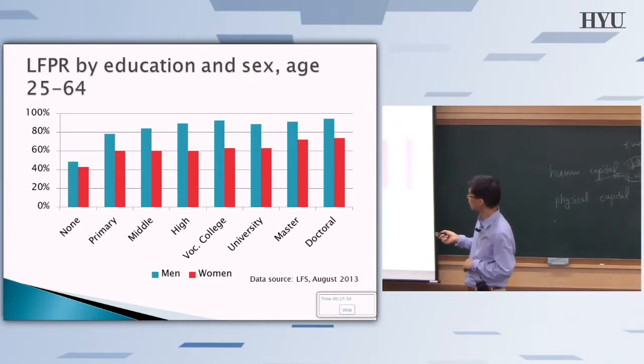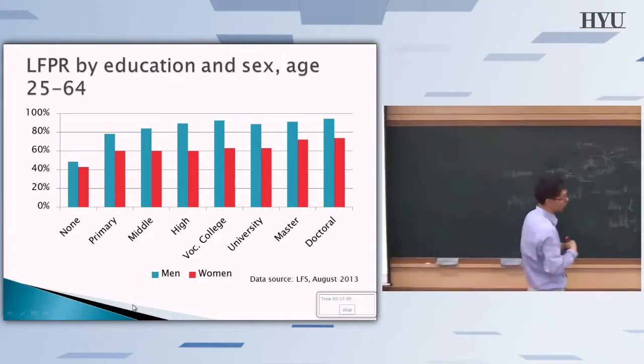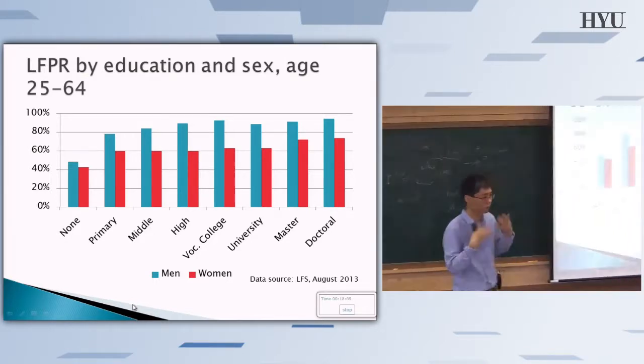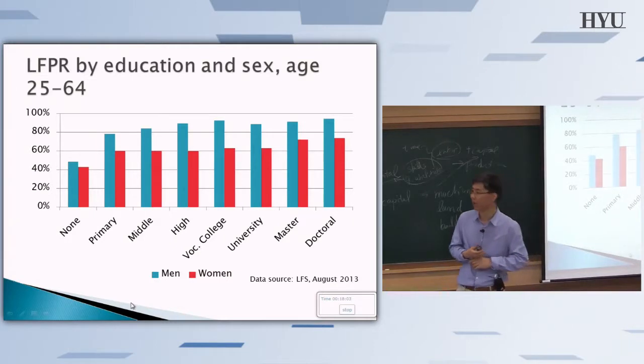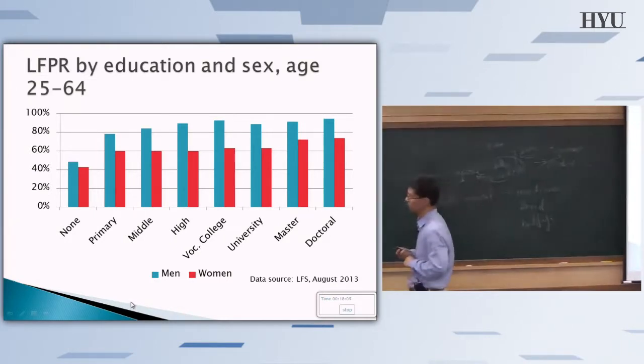As you can see, for doctoral, master's, and university degrees, for women it's more than 60%. For men, about 90% of them are working. If you go to, let's say, middle school, there is a small difference, but it's smaller. So usually we see that more educated people are more active in the labor market. That is a very common observation in most countries.